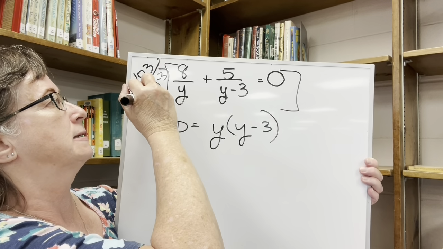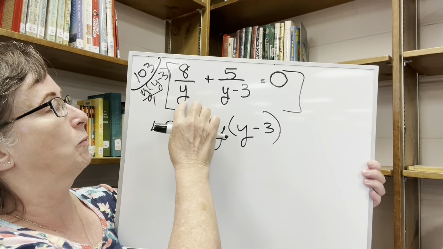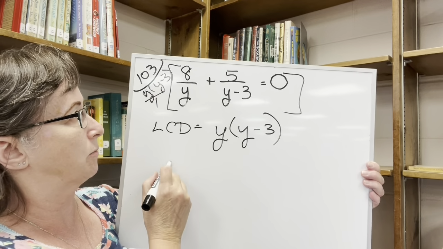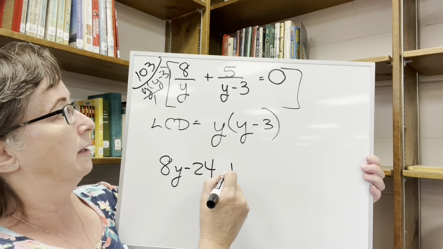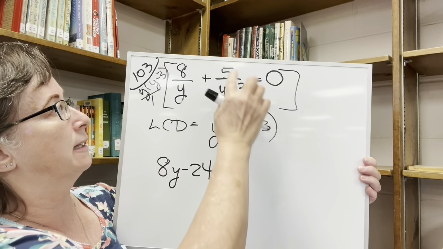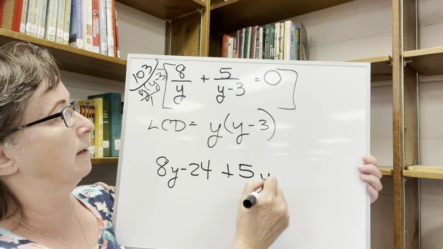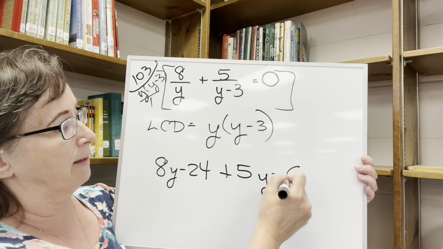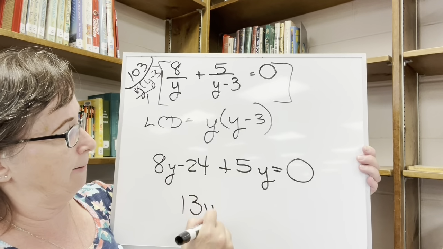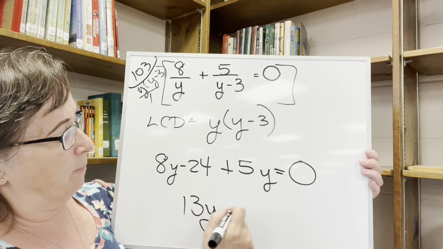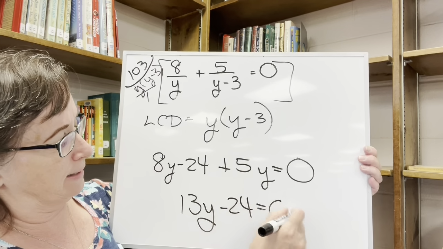Y, oops, I erased it. Y will cancel the y, and 8 times y minus 3 is 8y minus 24. The y minus 3's will cancel, and I'll get a 5y. And 0 times anything is 0. 8y plus 5y is 13y, and then minus 24 is 0.